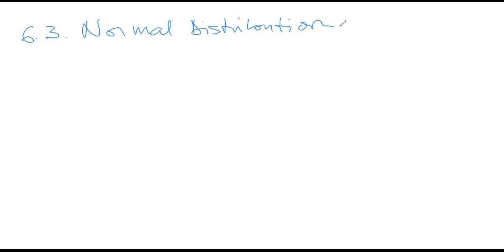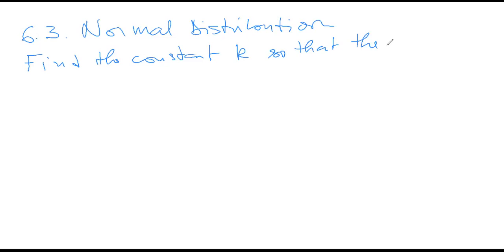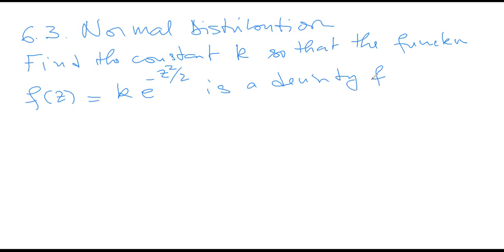But here we have to work a little more. We will do some mathematics for the remaining 15 minutes. At least I will prove something. So, find a constant. I like this type of question. Find a constant a so that the function f of z equals a times exponential of minus z squared over 2 is a density function on R.